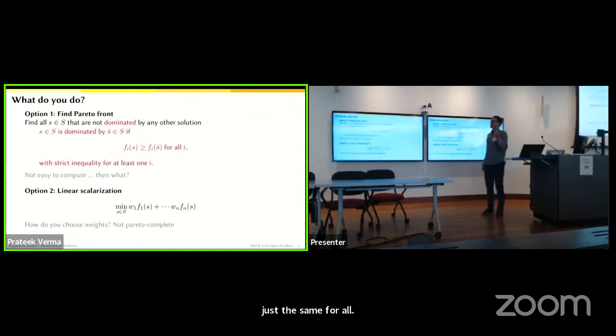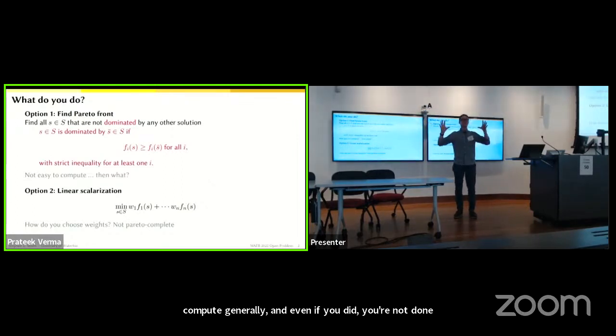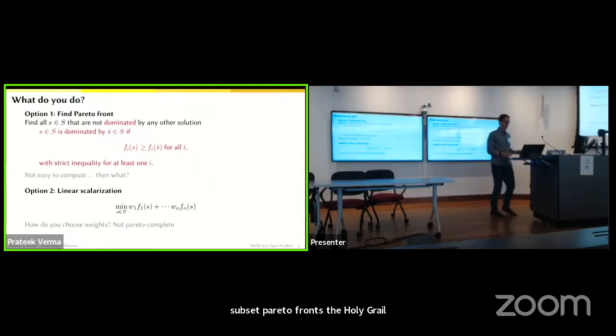That's hard to compute generally. And even if you did, you're not done. Now you have this complicated subset of the feasible solutions, and you still have to pick one from that subset. So it's not like the Pareto front's the holy grail in some sense. You still don't know the answer at the end.